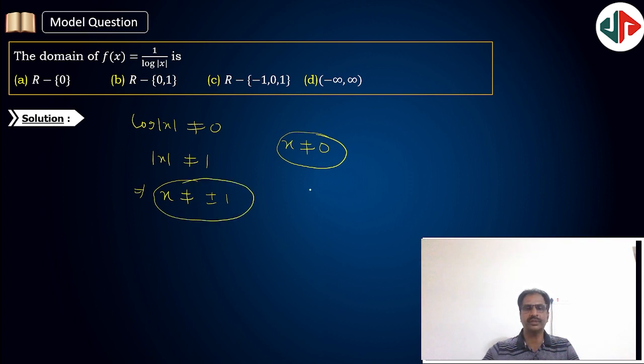So x should not have these three values. So what is domain then? All real values except these three. Option C is correct. Logarithm is not defined for 0, so x should not be 0. And denominator should not be 0. Which means log mod x not equal to 0, mod x not equal to 1, x should not be plus or minus 1. So x should not have three values. So domain is all real except those three.